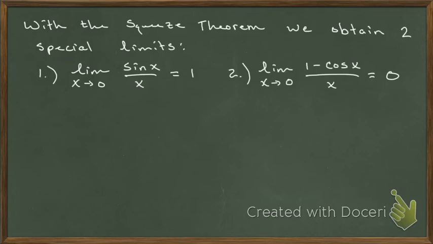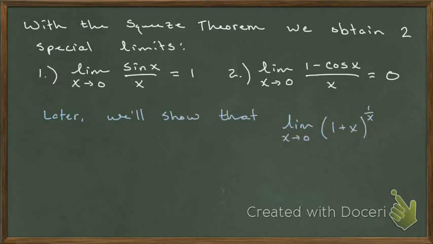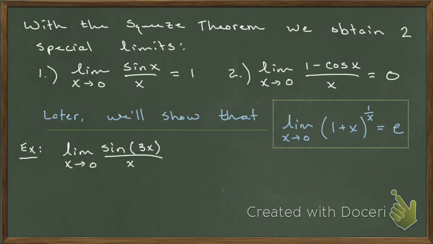We're also going to show later that the limit as x approaches 0 of 1 plus x to the 1 over x is e. But we'll get to that a little later once we learn some other properties of limits and even into derivatives. I want to do an example here very quickly with one of these special limits. Let's look at the limit as x goes to 0 of sine of 3x all divided by x. We can quickly identify that that's very similar to sine of x over x.